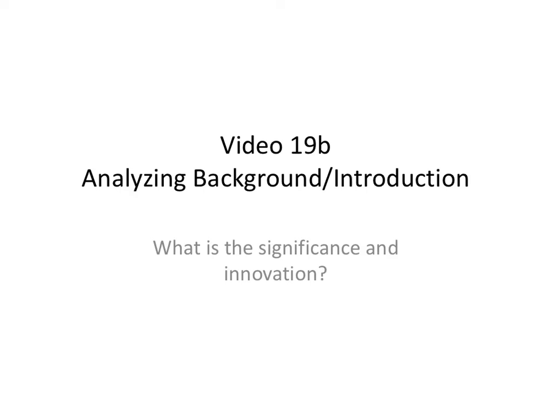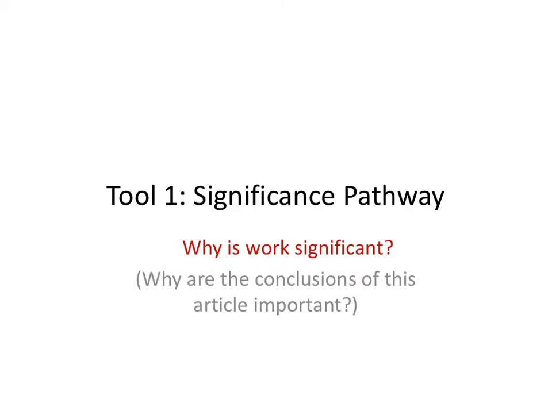In this video, we talk about how to analyze the background or introduction of an article to characterize the significance and innovation of the conclusions in the article. The first tool we'll talk about is a significance pathway, which is a tool or an exercise we can use to identify why the work is significant.